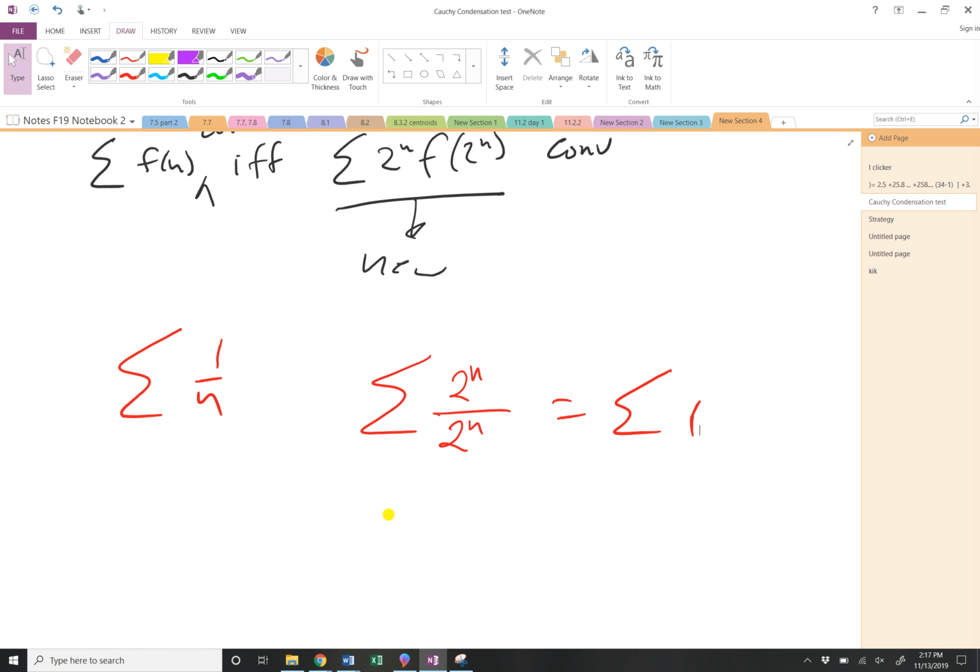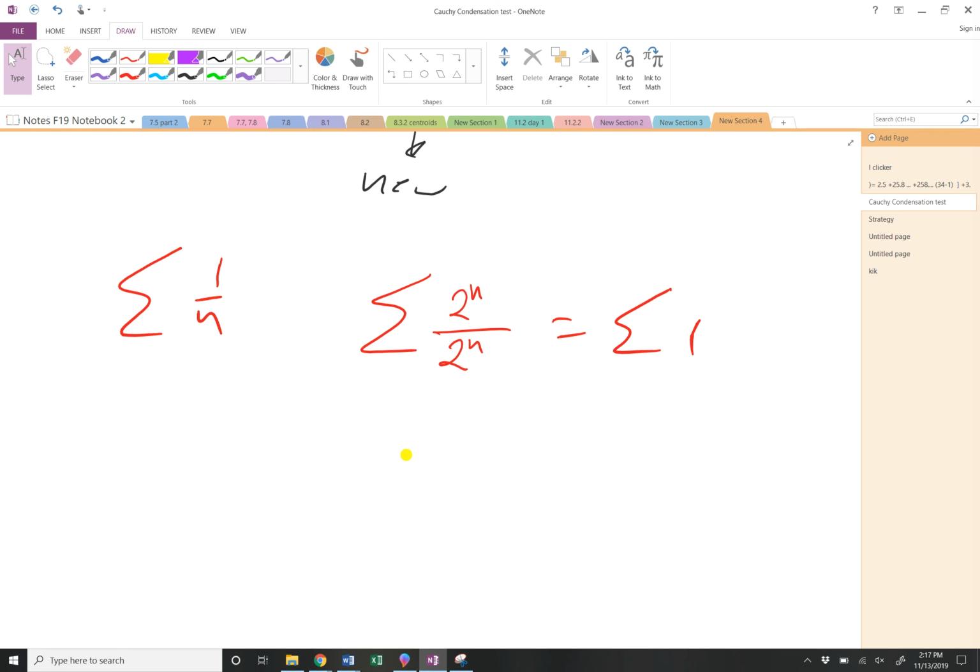The place that's really handy is when you have natural logs. Usually what we have to do to handle natural logs, that's a clue that you're going to have to use the integral test. But if you've got natural logs, try the Cauchy condensation test. So we've done this problem before: 1 over n times the natural log of n. Why don't you guys try the Cauchy condensation test on this and see what you get? Okay.